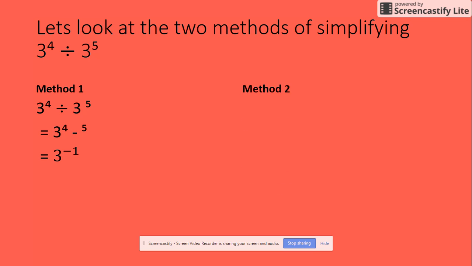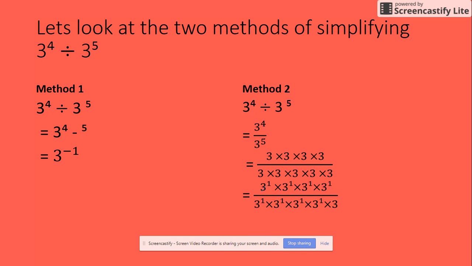All right, if we look at method 2, we've got 3 to the power of 4 divided by 3 to the power of 5. Then we make it into a fraction. Now we know we have to subtract them going downwards. First of all, let's expand them. So we're going 3 times 3 times 3 times 3 times 3.